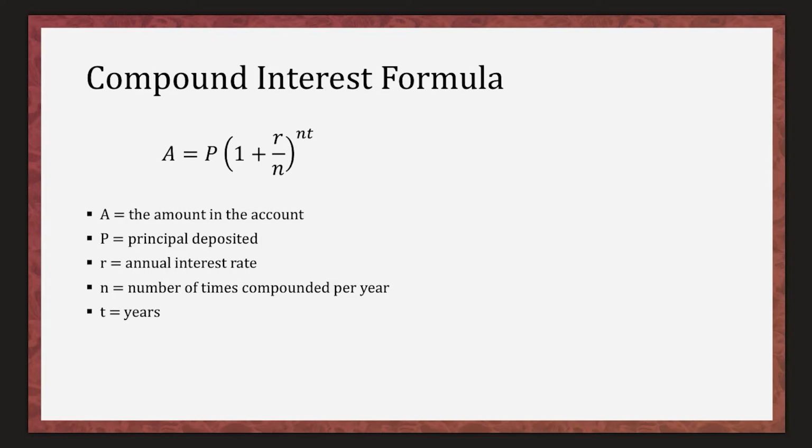In this equation, we have several variables. A is the total amount in the account after the interest has been accrued over a certain number of years, which is t. P is the principal, and that is the amount of money that is deposited or borrowed in the account at the start. r is the yearly interest rate the account receives, and n is the number of times the interest is compounded per year.